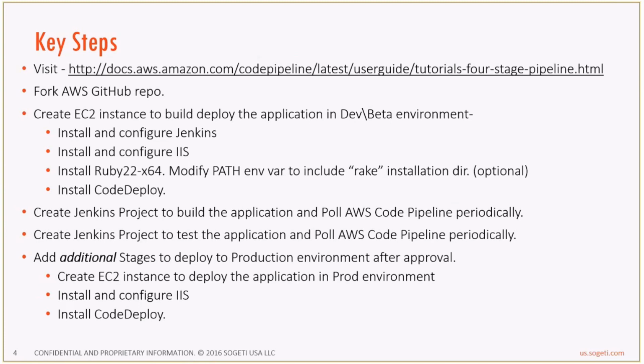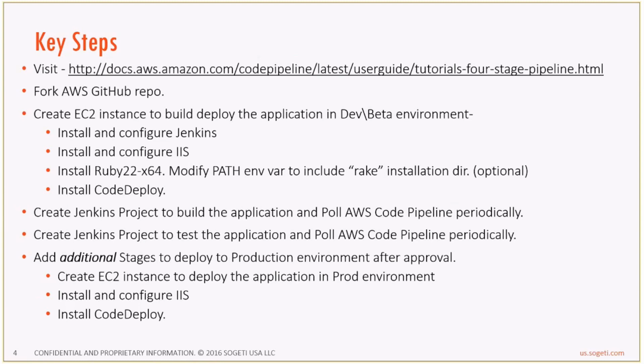For this particular tutorial, again, we have created an EC2 instance basically to build and deploy this application in dev and beta environment. And on this particular EC2 instance, we have installed and configured Jenkins. We have installed and configured IIS. We have installed Ruby. And the version of Ruby that we are using for this particular tutorial is version 2.2.2, which is a 64-bit version. And we have also installed CodeDeploy on our EC2 instance.